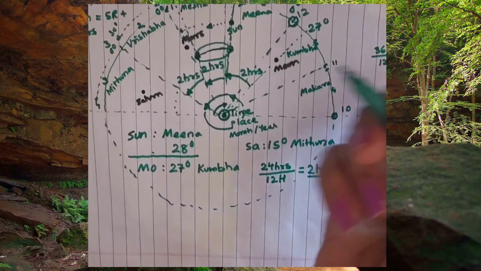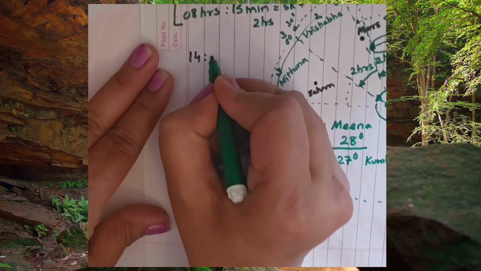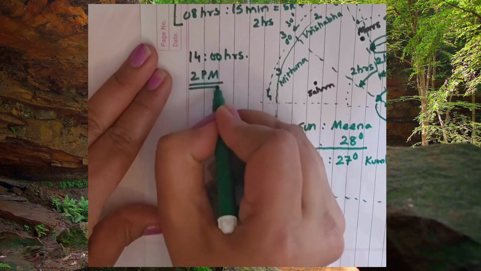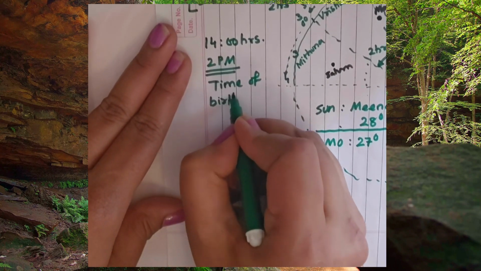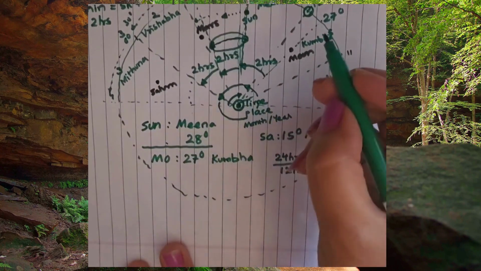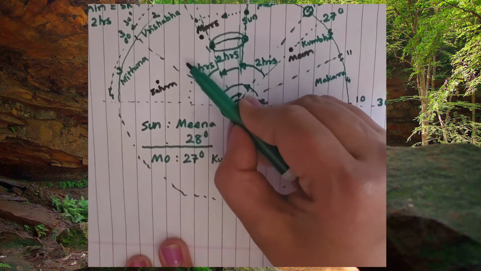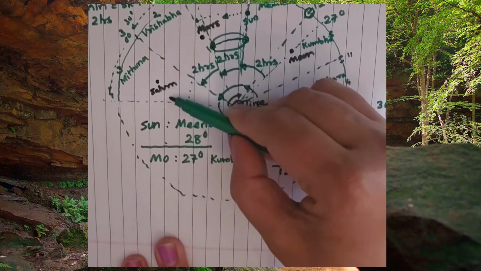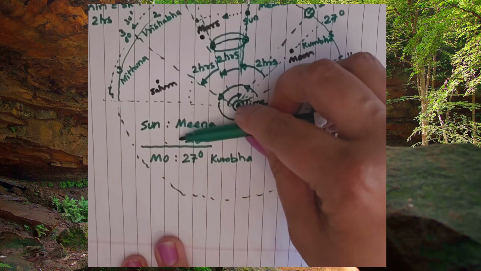Let us say, now let's assume native is born at 14 hours, okay, which is 2 p.m. Let's assume this is time of birth of the native. Okay, let's assume 2 p.m., correct? Now let's understand from here. From here to here it is 8:15 a.m. From here to here it is going to be 10:15 a.m. From here to here it is going to be 12:15 p.m. From here to here it is going to be 2:15 p.m., right?